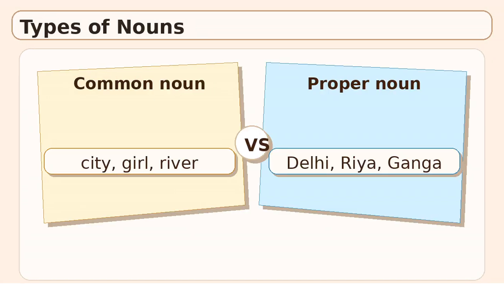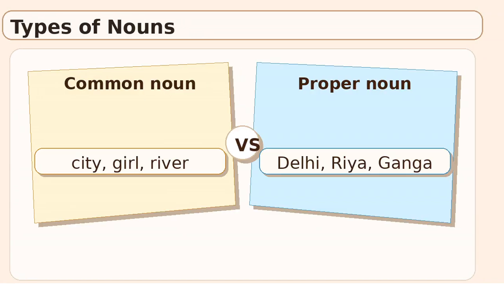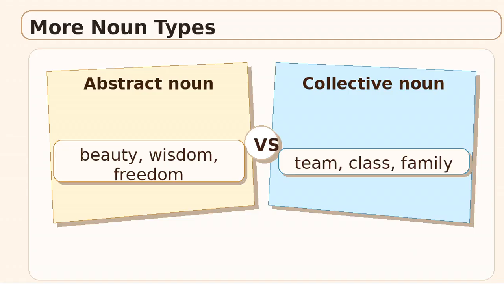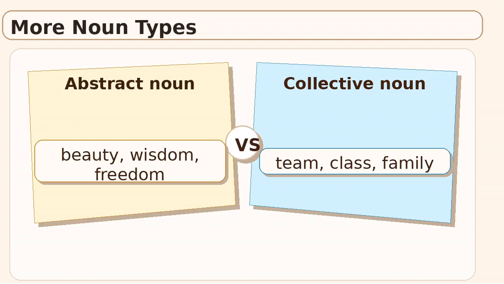We can also divide nouns into useful subtypes. This helps in later grammar topics like capitalization, articles, and meaning. 2 more noun types are especially useful in school grammar. Abstract nouns name ideas or qualities. Collective nouns name groups seen as one unit.